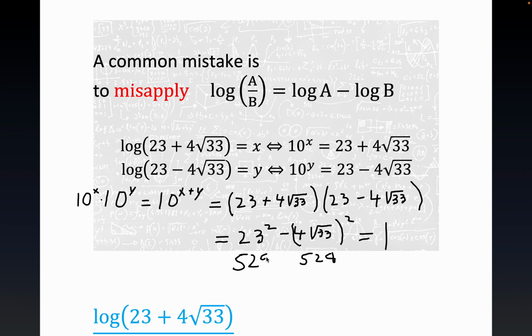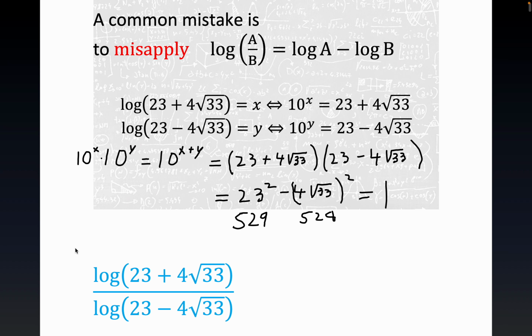But you see, this is good news because what we get is 10 to the x plus y is equal to 1. Let me write that right over here, folks. So what we have is 10 to the x plus y is actually equal to 1. But recall, folks, the only way an exponential can be equal to 1 is if the exponent itself is equal to 0.